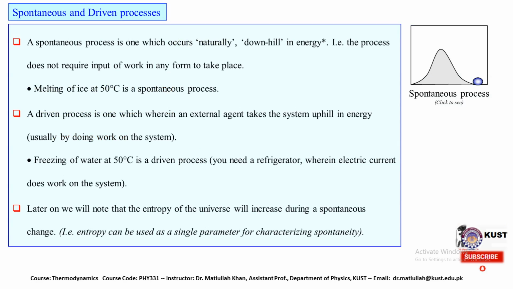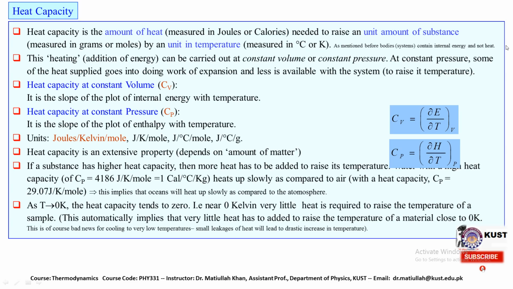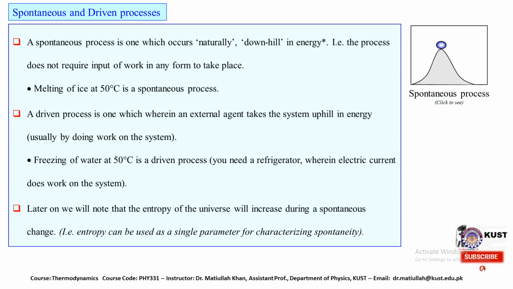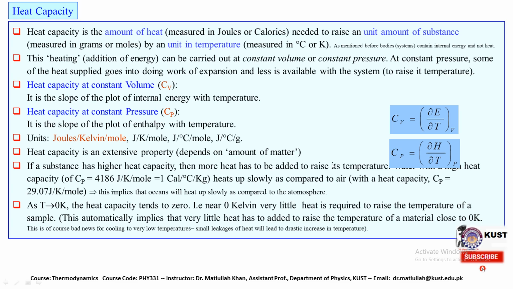Similarly, if there is downhill energy, so if an object is at higher potential energy and we allow it to move, it will move downhill, and this motion will continue until it reaches the surface. In that case, the potential energy is converted into kinetic energy. So this is a type of spontaneous process.